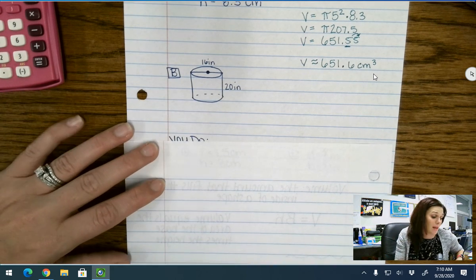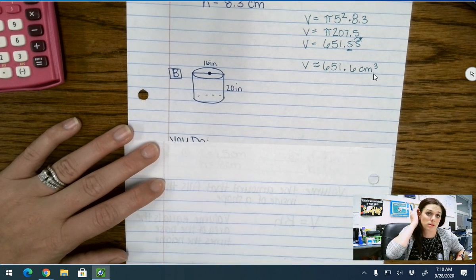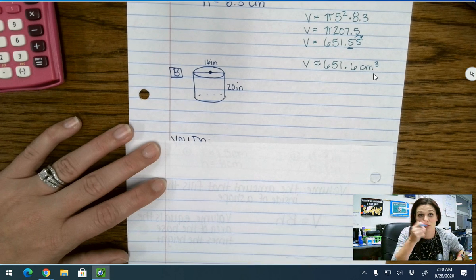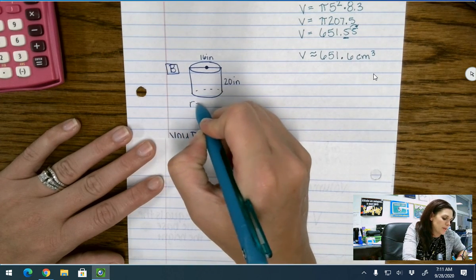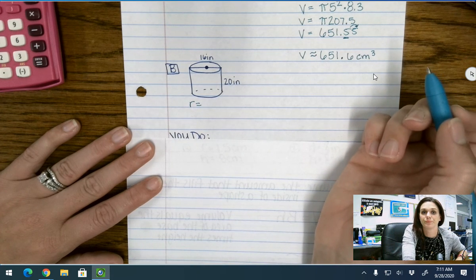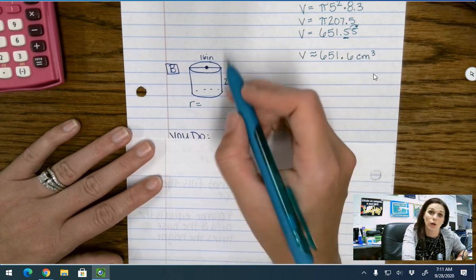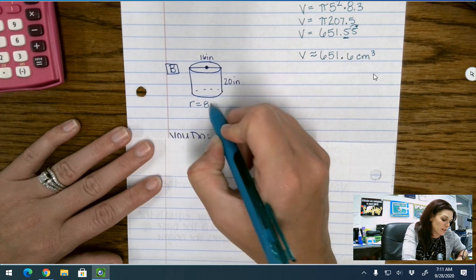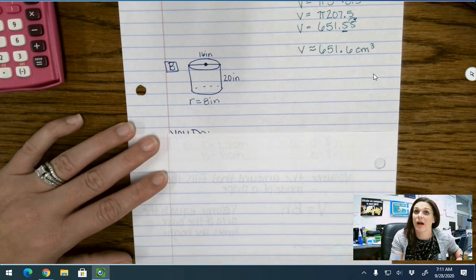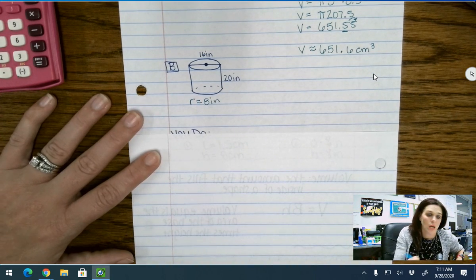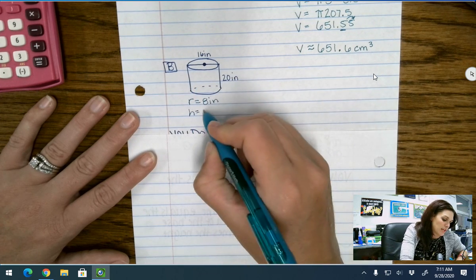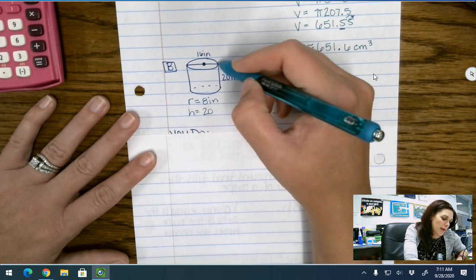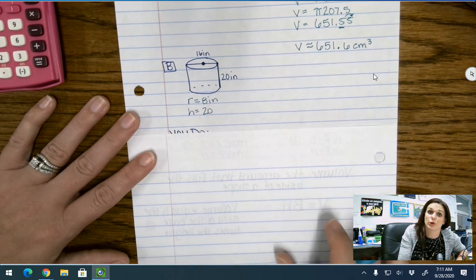That would be the diameter because it's drawn all the way across, which means we have to find the radius. And so remember, to find the radius, we have to divide by 2. So what would the radius be in this question? Good, the radius would have to be 8 inches because it's divided by 2. And then we need our height, which is in fact 20 inches. So remember, height is the distance between the two circles.